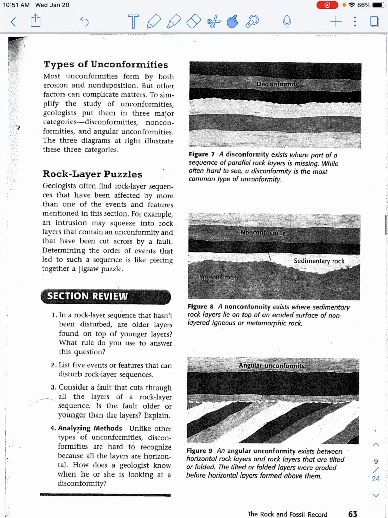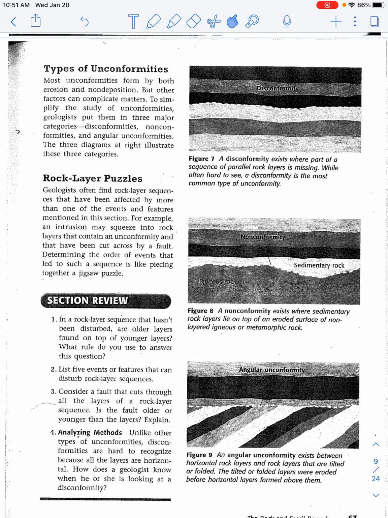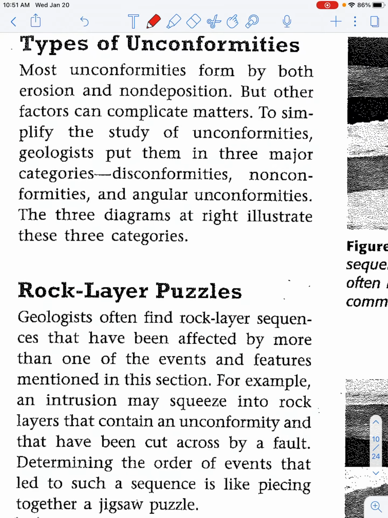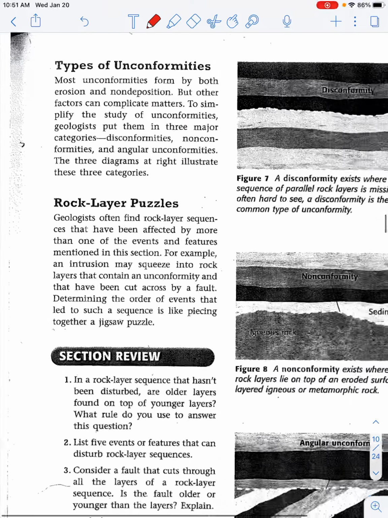There are some different types of unconformities, and this can get really confusing, so if you have questions, you can message me. So remember, an unconformity is simply a missing rock layer. Most unconformities form by both erosion and non-deposition, but other factors can complicate matters. To simplify the study of unconformities, geologists put them in three major categories: disconformities, nonconformities, and angular unconformities. And the three diagrams at the right are going to try to explain that.